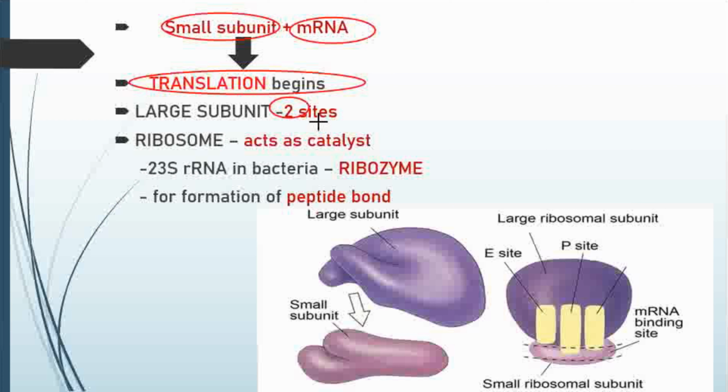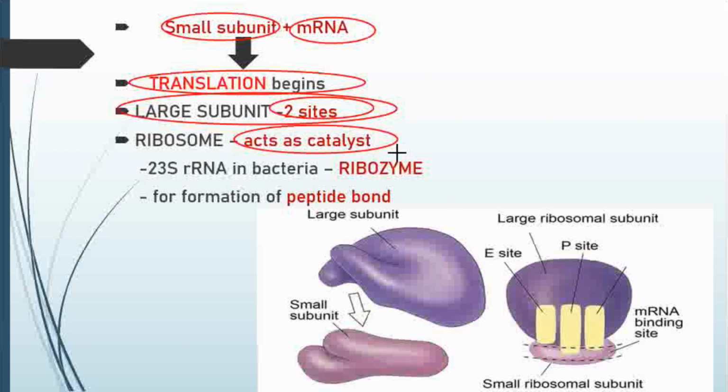So in the large subunit we have two sites, the E and the P site. E, P, A, actually there are three sites. One is called the exit site. The P site is known as the peptidyl tRNA site, and the A site is known as the acceptor or the incoming site. Here they have mentioned only two sites, so you can learn it as two sites only. So in the large subunit we have two sites.